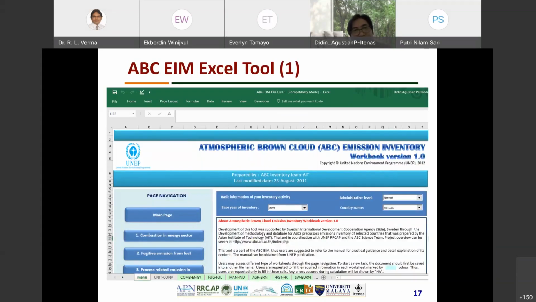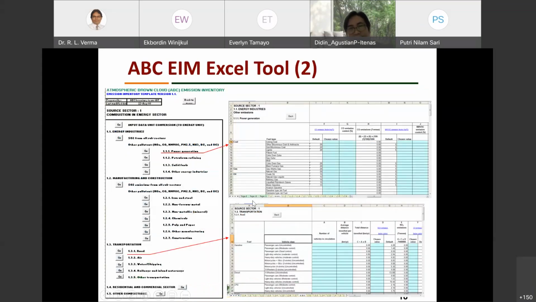This is the appearance of the ABCEIM Excel tool. We intentionally provide it in Excel because this is one of the most user-friendly tools for everyone. So we hope that perhaps the people from EPA can also use these tools to compile their own emission inventory. So we have the page navigation, and then when we click on a particular selected source, we may have this kind of Excel worksheet.